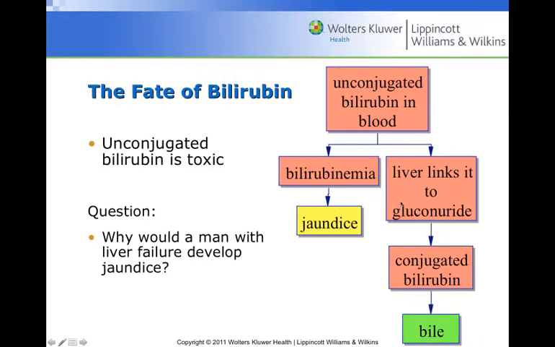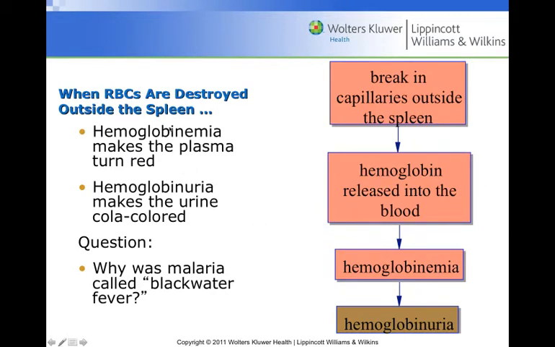If we don't have our liver working, we get jaundice. When red blood cells are destroyed outside the spleen, what's going to happen then? The contents of the red blood cells are released into the blood. That's the hemoglobin. Hemoglobinemia means hemoglobin in the blood, and hemoglobinuria means hemoglobin in the urine. And so hemoglobinuria makes the urine cola colored, causing us to see that hemoglobin in the urine.